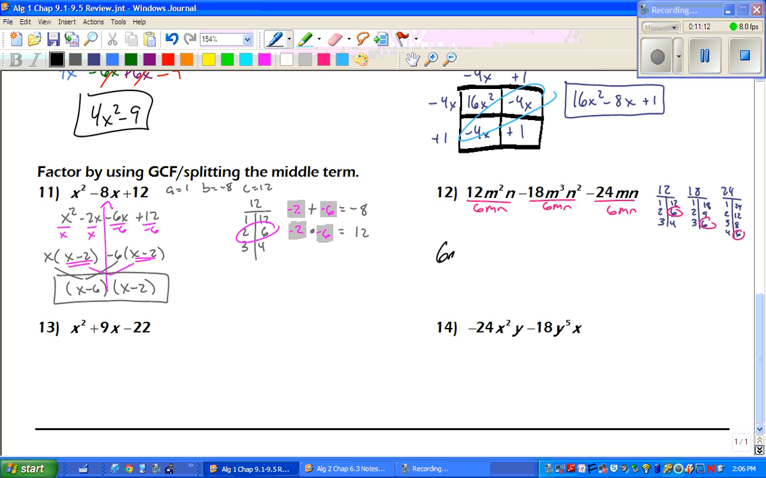So my GCF comes out front. 12 divided by 6 is 2. The n's cancel, and you're just left with 1m. Negative 18 divided by 6 is negative 3, m squared n. And then negative 24 divided by 6 is negative 4. And the m and the n both cancel out.